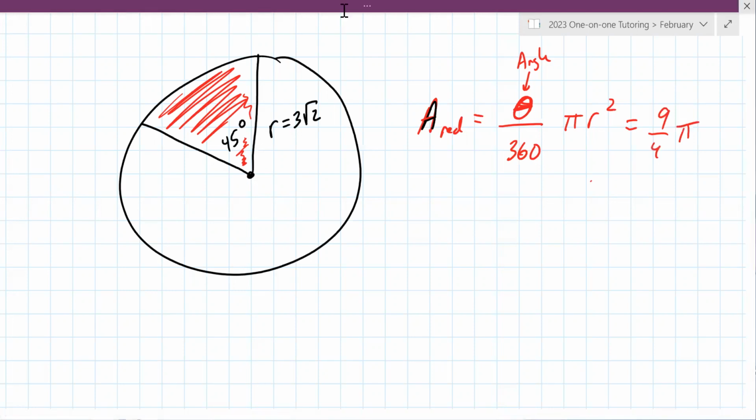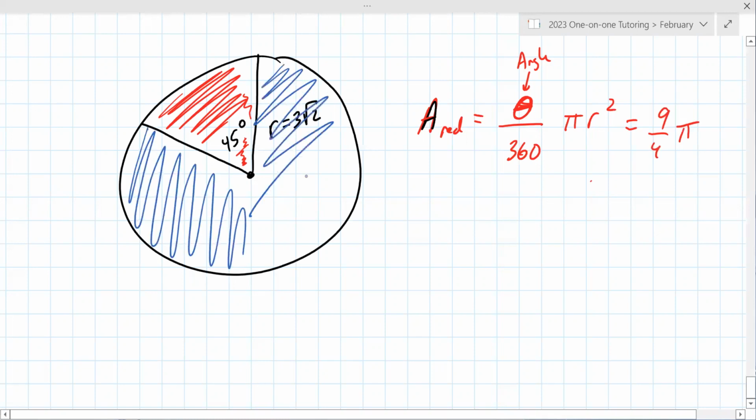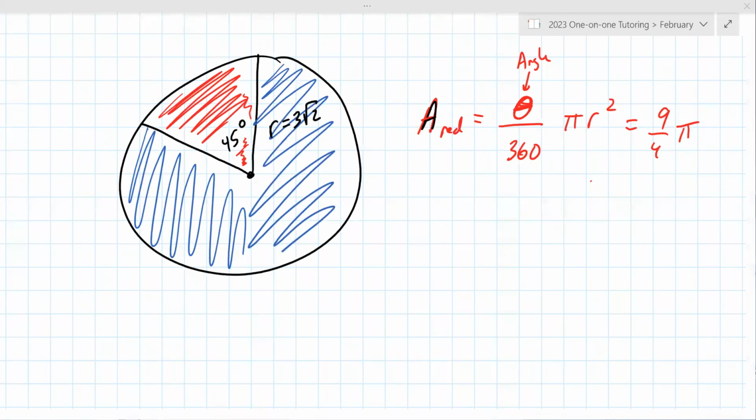That's fine. Times just pi. I would keep it as 9 over 4, right? I wouldn't write like 1.5. Yes. Now, let's say I wanted you to find the blue. What would you do to find the blue? 360 minus 45, which would be 315. Yep.